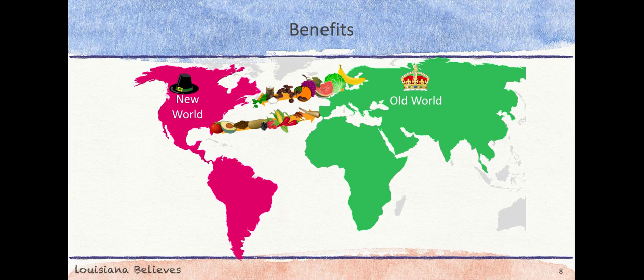Populations in Europe grew dramatically during this time because people were well-fed and healthy. Corn also became a main source of food for cows and other livestock.